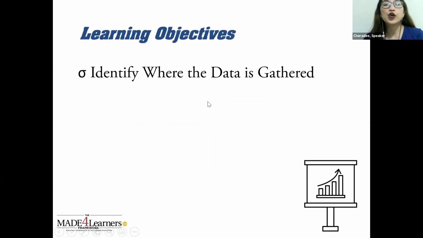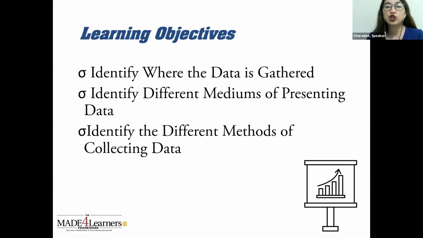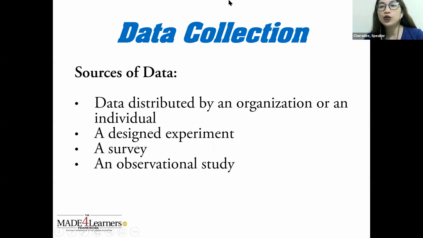Our learning objectives for topic 2 are that you will be able to determine where data is gathered, identify the different mediums of presenting data, and the different methods of collecting data. Now let's describe what data collection is. Basically, data collection is collecting raw data for the purpose of doing statistics and for business decisions. Where can you get data? These are the different sources of data: data distributed by an organization or an individual, or a designed experiment, where you experiment and get the results.